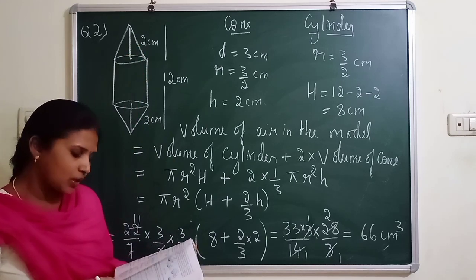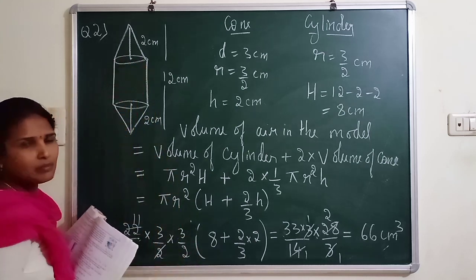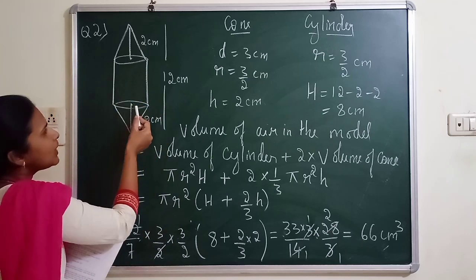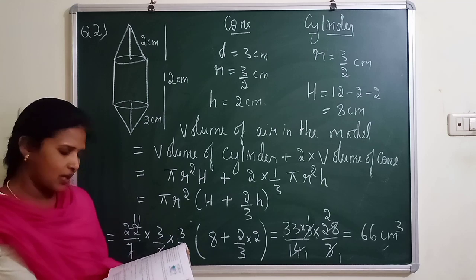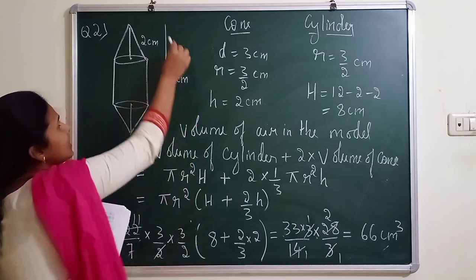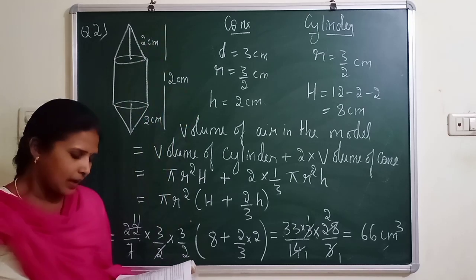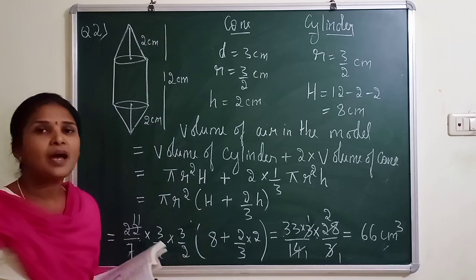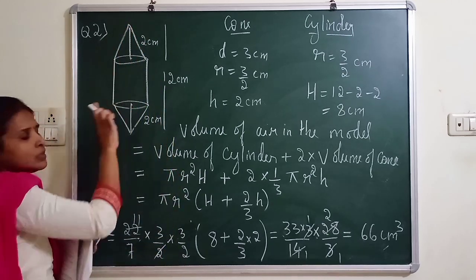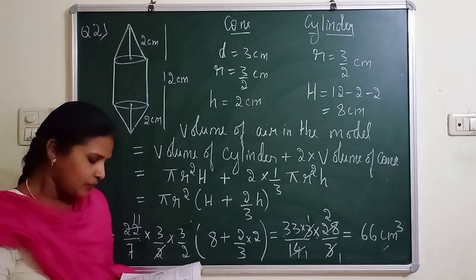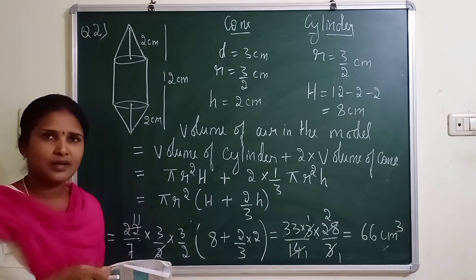So now what has been given actually is the diameter of the model. The diameter of the model is 3 centimeter. Means you can see the diameter of the cone and the diameter of the cylinder remain the same. And the total height of the model, that is total length, is 12 centimeter. From here to here, the total length of the model is 12 centimeter. And each cone has height 2 centimeter. And what he is asking: find the volume of the air contained in the model which he has made.